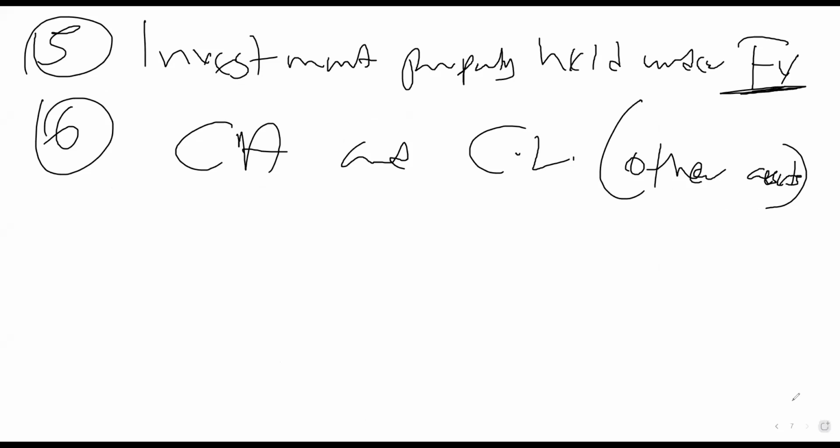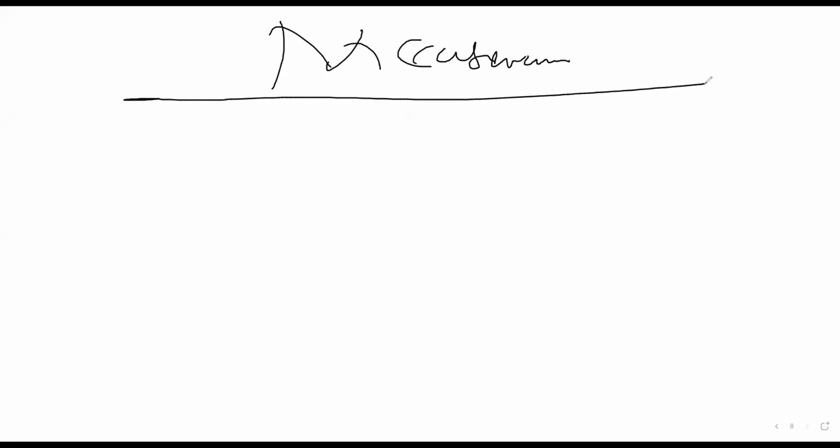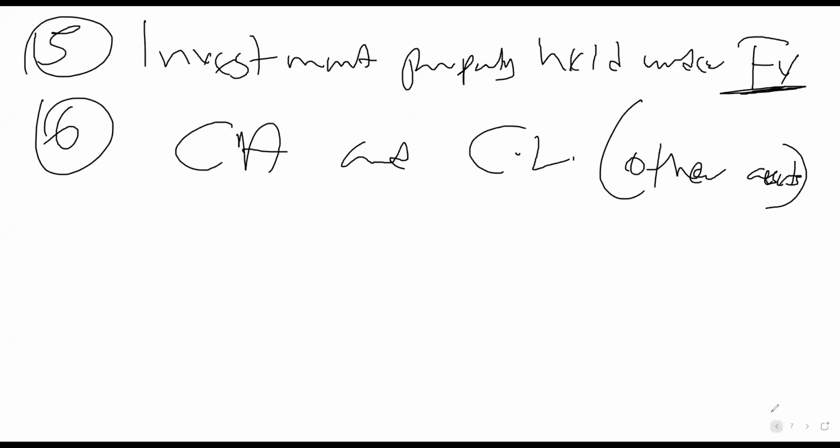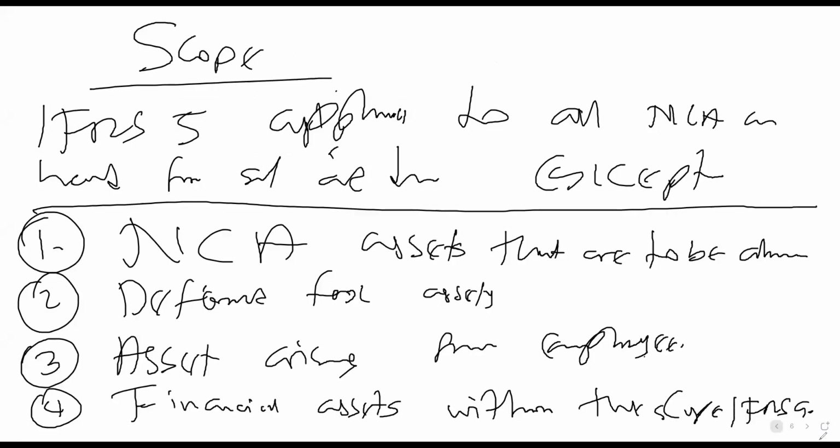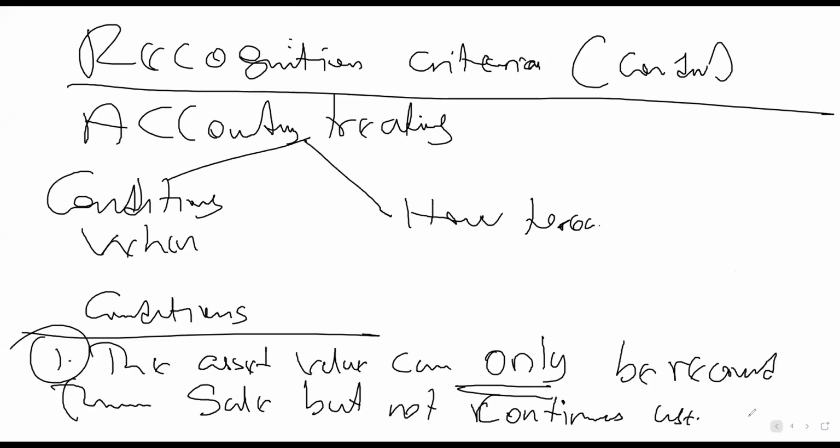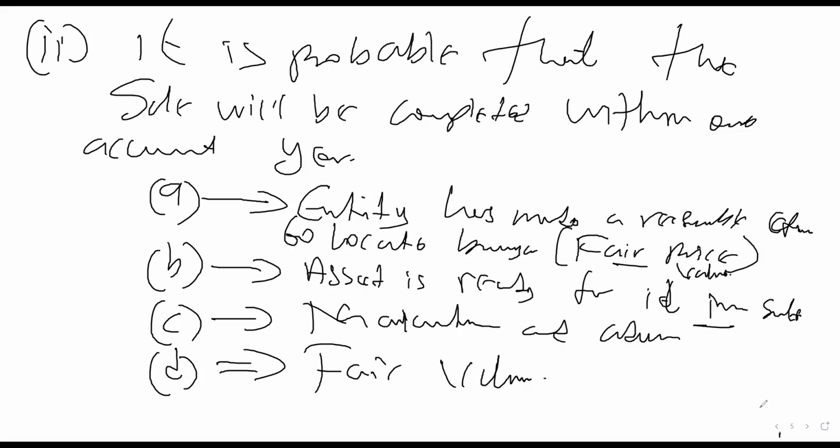Next is the measurement. Right after the measurement, I'm done. But before I start the measurement, there's something called reclassification. It's under this condition. What are the two conditions for recording an asset held for sale? It must be highly probable. Meaning that it must be sold within what? A year. One year.